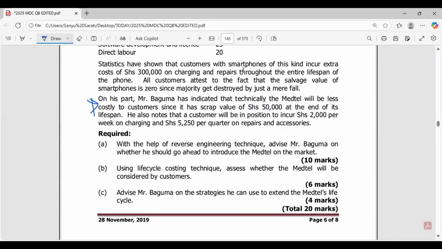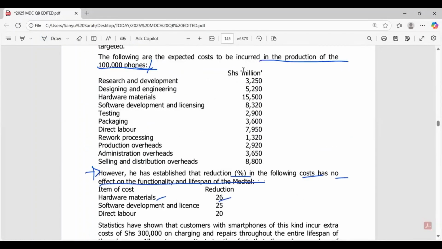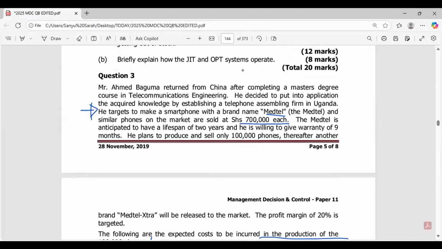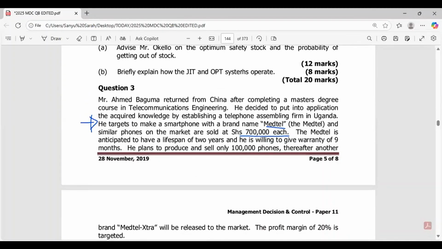First of all, what is the lifespan of Meditel? Because they're telling us per week, per quarter. So we need to understand how many weeks you are going to use this phone, how many quarters, so that we can see the life cycle. So what is the lifespan of this phone? It is 2 years. They said that here: the Meditel is anticipated to have a lifespan of 2 years.